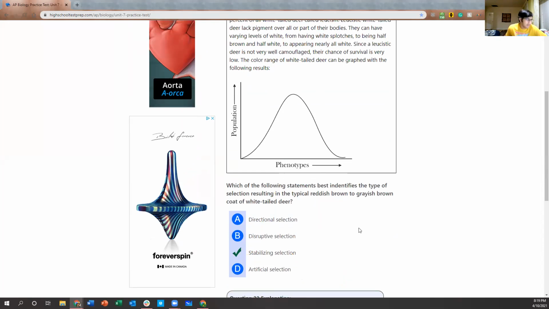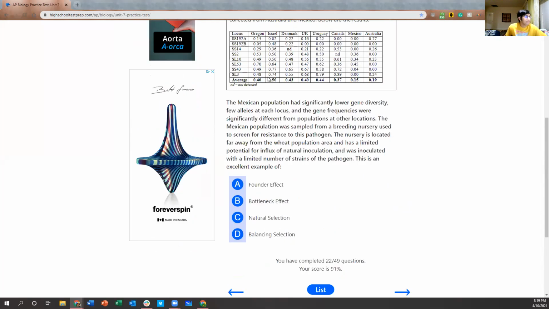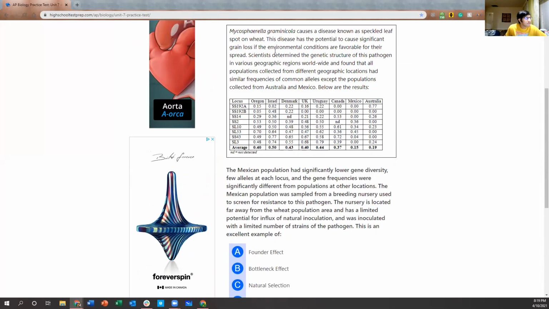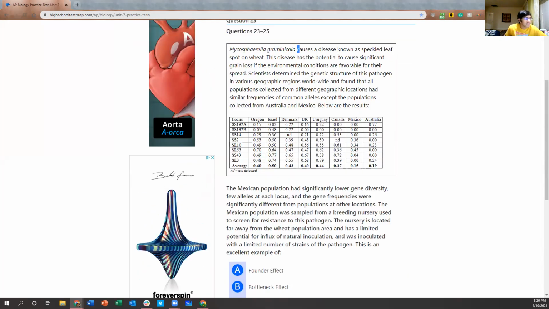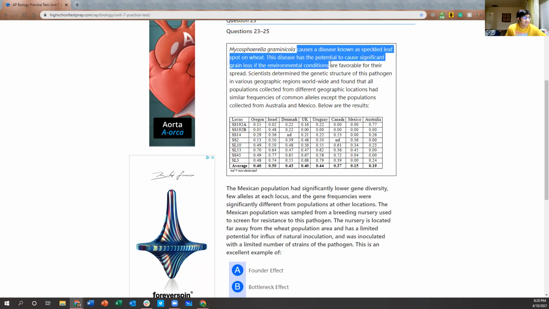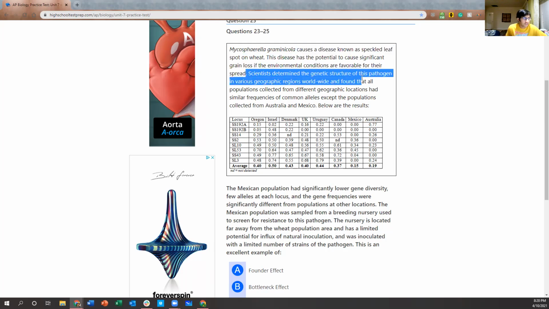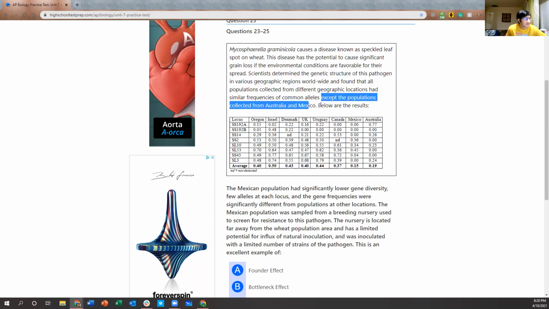Just from the graph, you can tell that. Okay. This organism causes a disease known as speckled leaf spot on wheat. This disease has the potential to cause significant grain loss if the environmental conditions are favorable to their spread. Scientists determined the genetic structure of this pathogen in various geographic regions worldwide and found that all populations collected from different geographic locations had similar frequencies of common alleles except the populations collected from... So these, I believe, are allele differences, not allele similarities, because these seem very low.